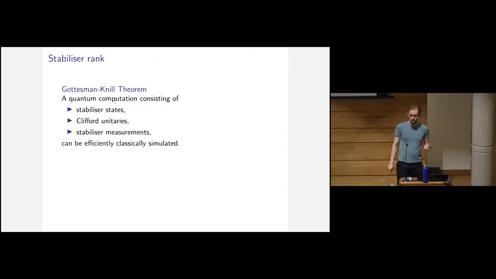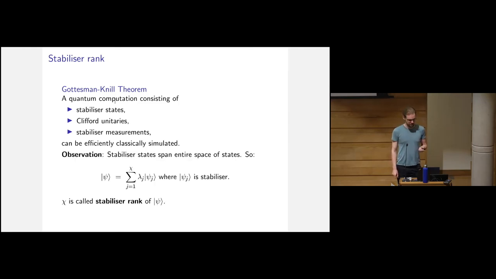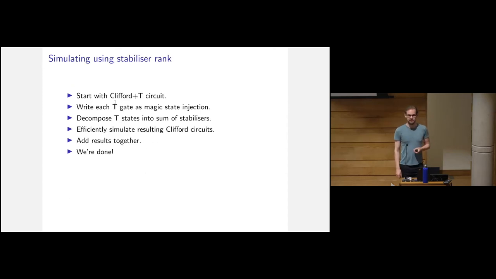So what is this? Well, I think most of you are familiar with the Gottesman-Knill theorem. This says that if I have a quantum computation which consists of stabilizer states, Clifford unitaries, and stabilizer measurements, I can efficiently classically simulate the outcomes, right? Now, there's an observation, which is that the stabilizer states span the entire space of states. So I can always write an arbitrary quantum state as a linear combination of stabilizer states, okay? And this requires a number of terms, in this case chi, and we call chi the stabilizer rank of this state. Okay. So this suggests a simulation algorithm.